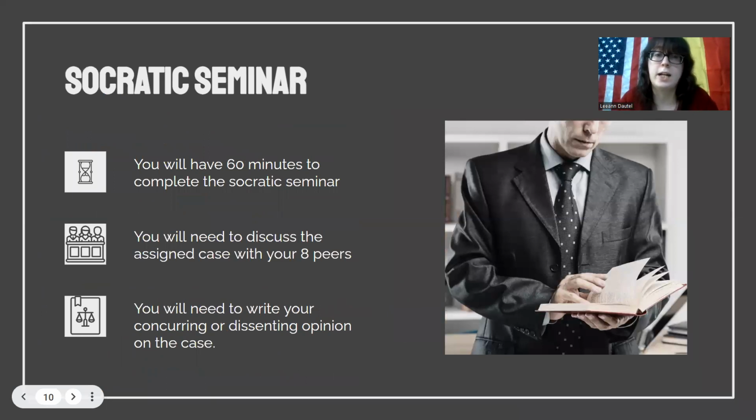Now let's get into our Socratic seminar. You will have 60 minutes to complete the Socratic seminar, and you will need to discuss the assigned case within your group of 8 peers. You will need to write your concurring or dissenting opinions about the case.